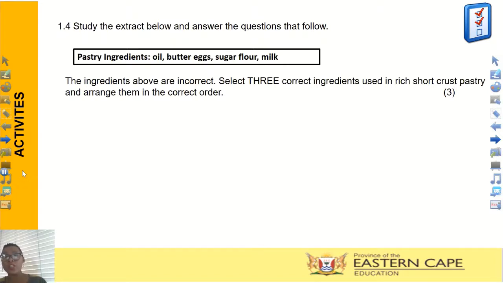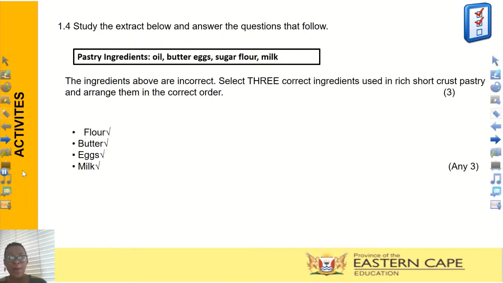Because again, this question is integrating with your preservatives where we looked at labeling. And one of the elements of labeling is that on a label, the ingredients are placed according to the amount that they have been used. So the first ingredient will be the most dominant that you'll find in the product that you would have in your hand at the moment. So that's why we need you to put it into the correct order, so that we can see that this is actually a pastry.